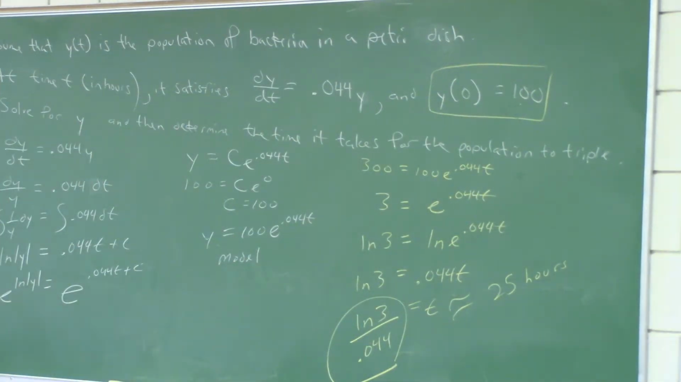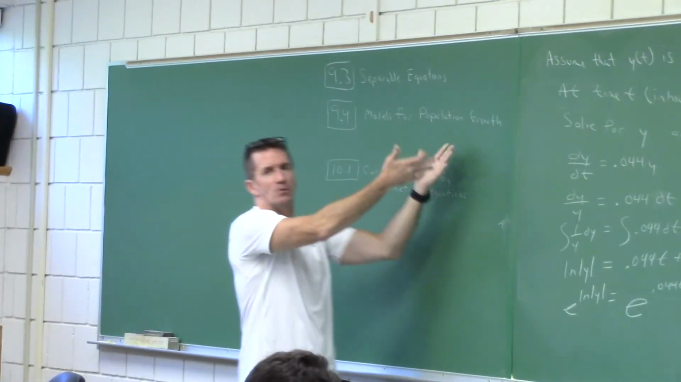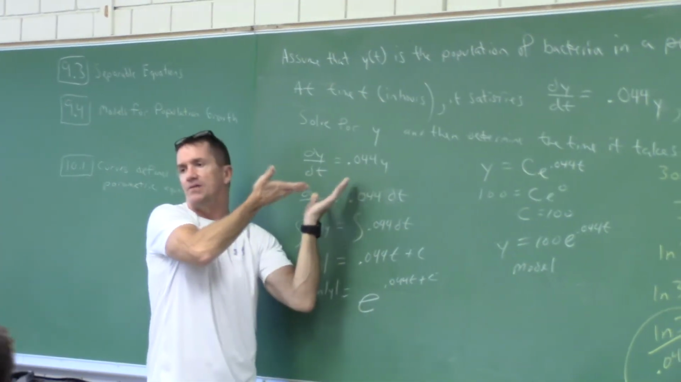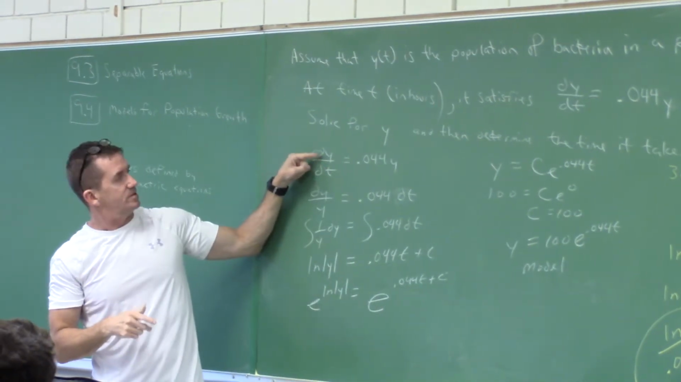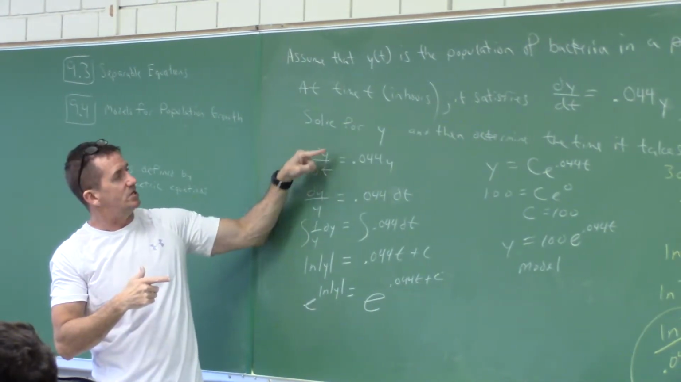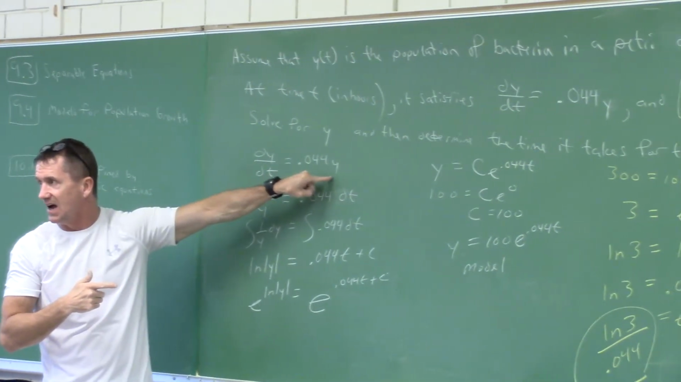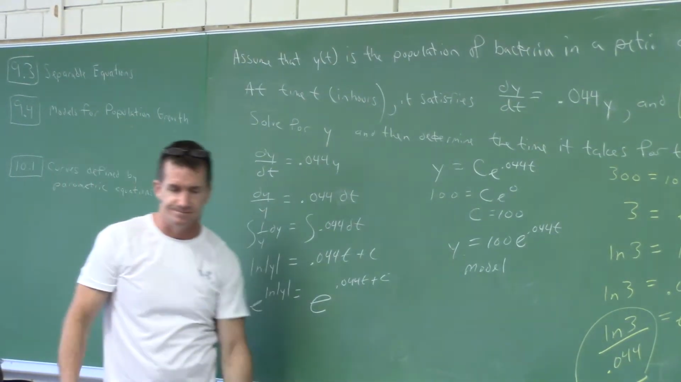Enough problem. So this is what I mean by the 9.4 models for population growth. This is one very common type of population growth, where the rate of change of that population is proportional to the size of the population, right? Cool.